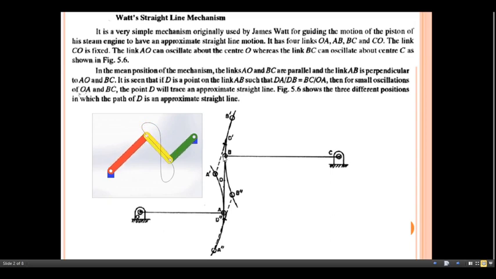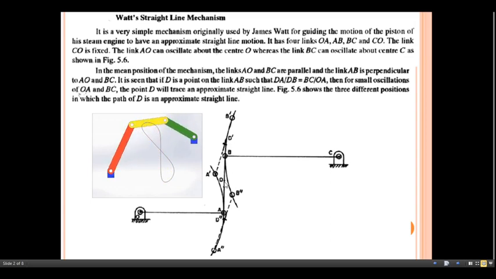Now if you see the configuration given here, there are three different positions in which the path of D traces the approximate straight line. If I give the displacement to this link BC in the upward direction, D will displace from its mean position to the next position, that is D1. At the same time, B will displace from its original position, and A will shift towards its new position, that is A dash. In this way, you get the displacement of the whole mechanism to the extreme in the upward direction.